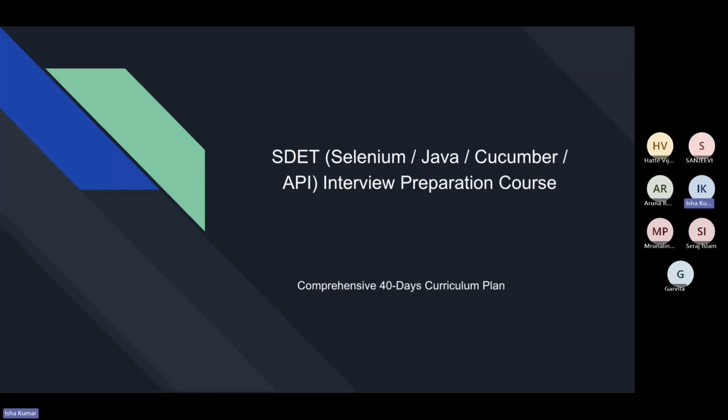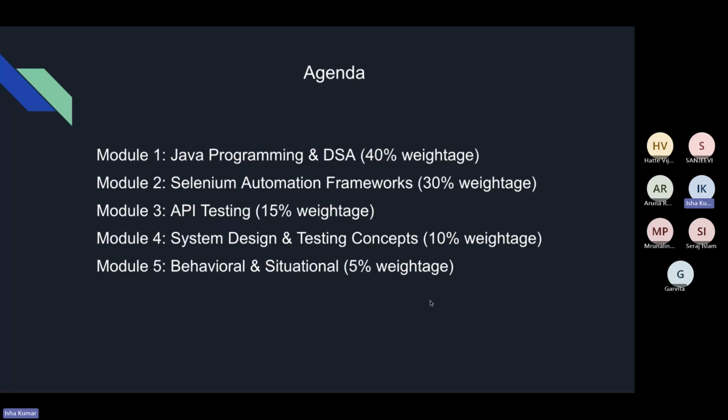But before jumping to the next slide, just to be clear, this is not a course to learn Selenium, Java, Cucumber, API. This is just interview preparation. Before joining this course, you already know what Selenium, Java, and Cucumber are, and you may already be facing interviews. This course helps you boost the interview selection process, mostly towards the technical side and the behavior of the candidate, and how to answer those. Going to the next slide, any questions till now?